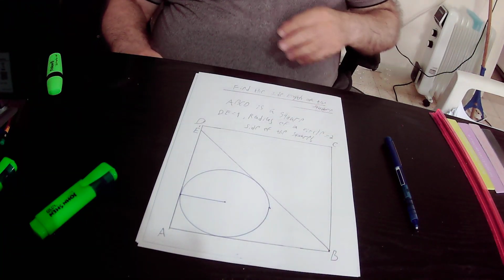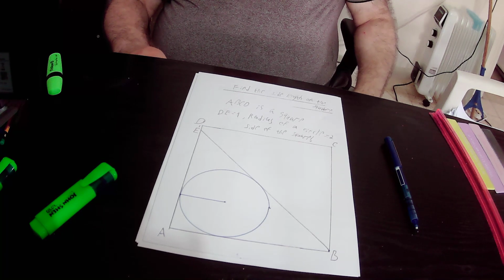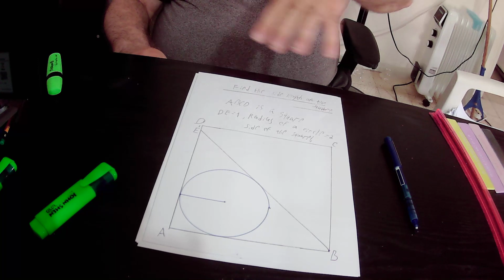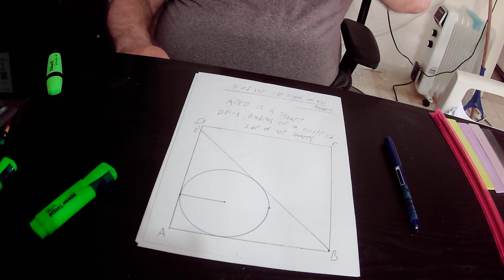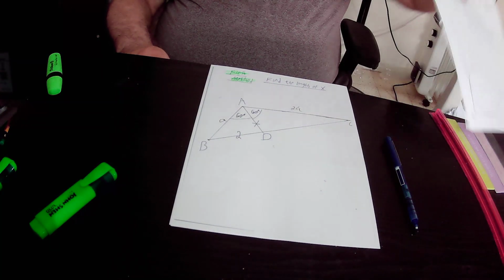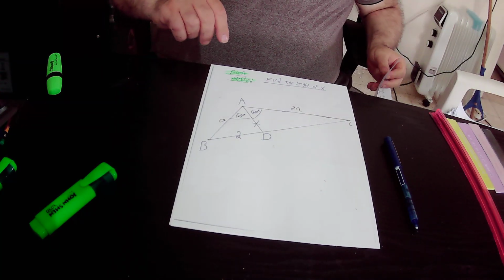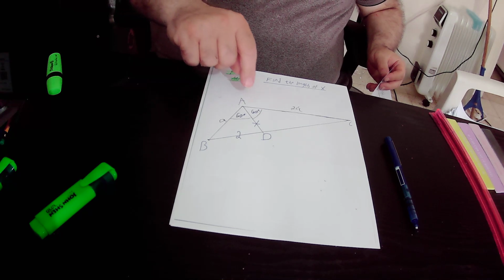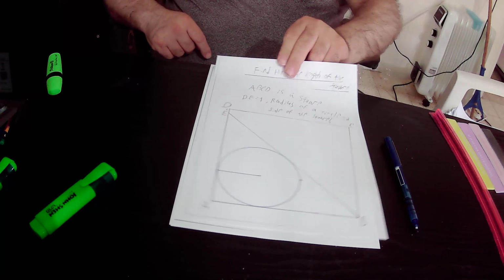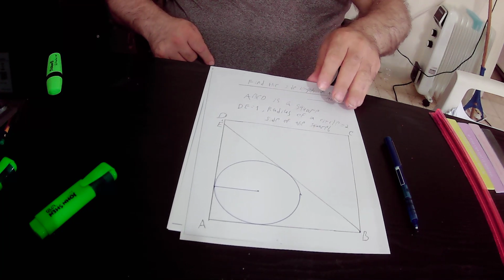Hello, in this lecture we'll answer two questions. The first question: we have to find out the side length of square ABCD, and in the second question we have to find out the length of line segment AD that is equal to x. So we start with the first question.